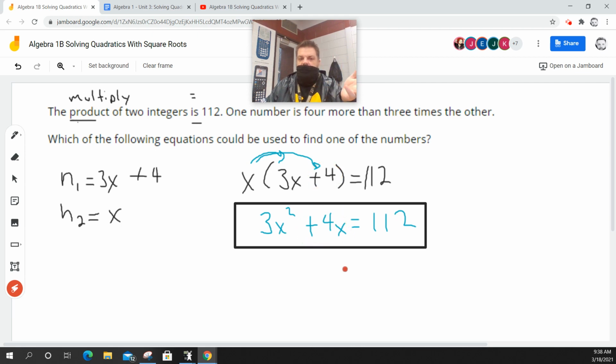Now, we could solve for x and figure out what the numbers are, but that's not what they're asking us to do. They just want to figure out which equation will give you the value of x. Okay? Are there any questions on that one? Okay, cool.